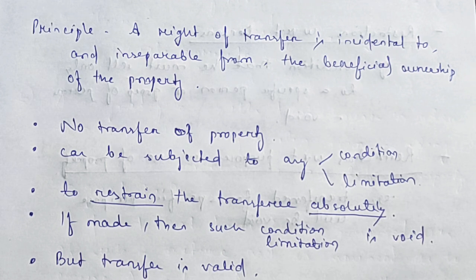No transferable property can be subjected to any condition or limitation. That means the transfer will be there, and if any condition or limitation is attached, then that condition or limitation will be void if it is to restrain the transferee absolutely. There must be a restraint and it must be absolute. Then only the condition or limitation will be void, but the transfer will be valid.